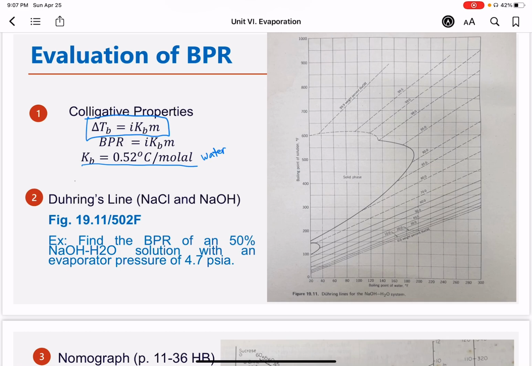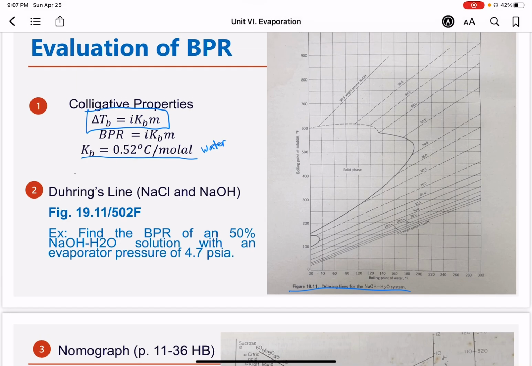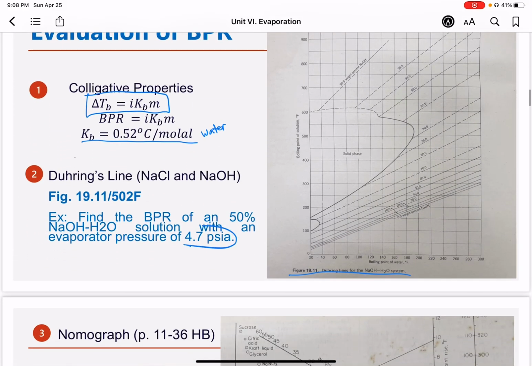Okay. The second way to evaluate BPR is by using Duhring's line found in figure 19-11 of your Faust. Let's say, for example, we are tasked to get the BPR of a 50% NaOH water solution with an evaporator pressure of 4.7 psia. What we could do here is, of course, find first the corresponding temperature at 4.7 psia using a steam table.